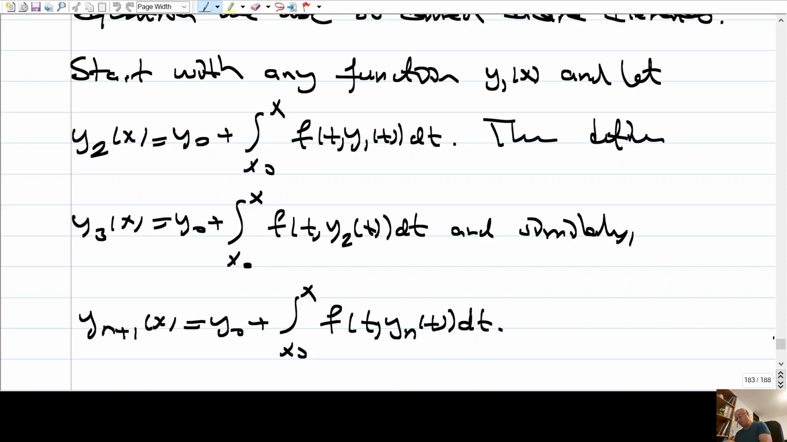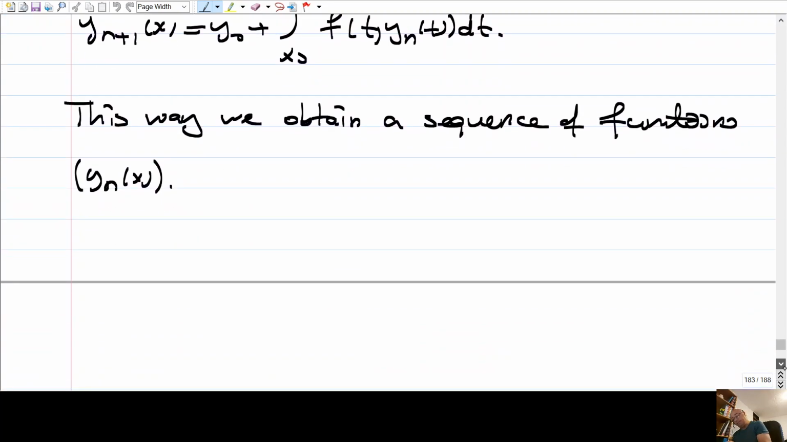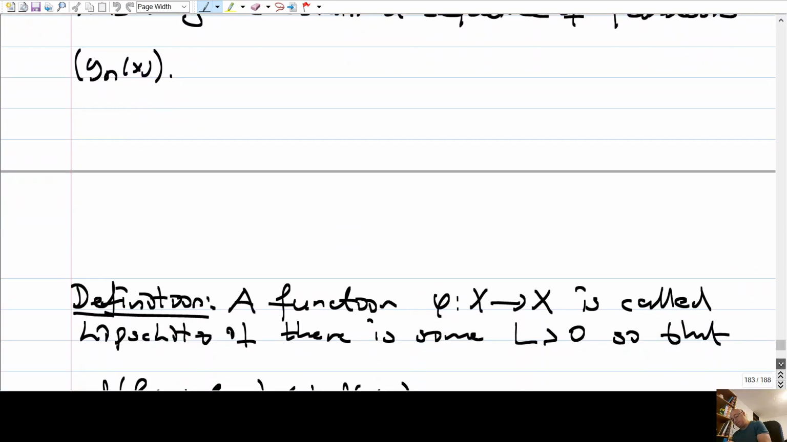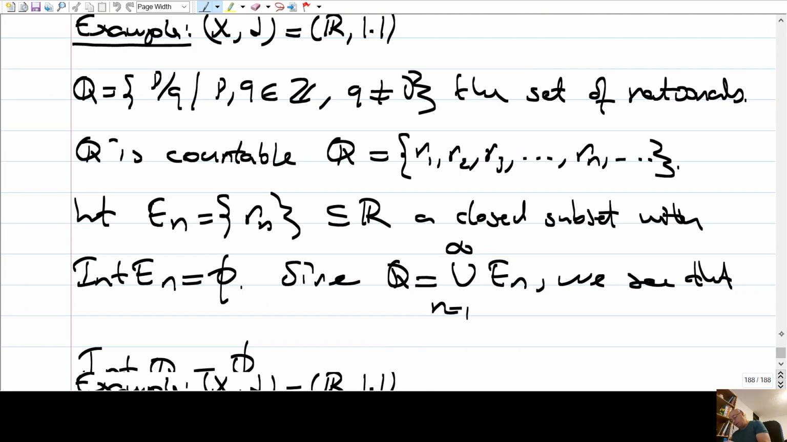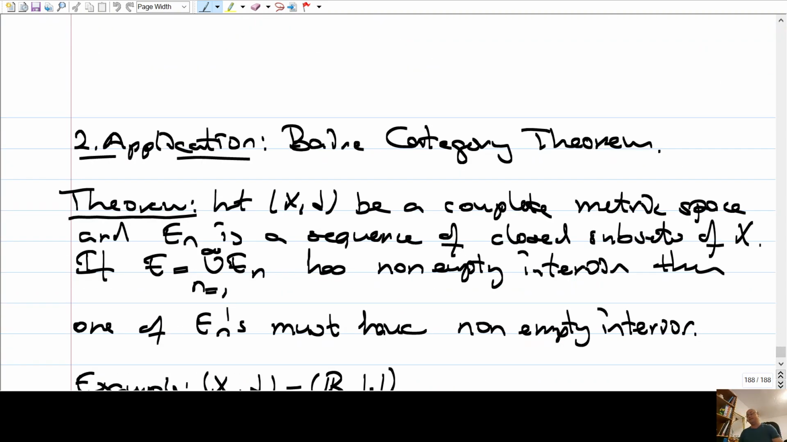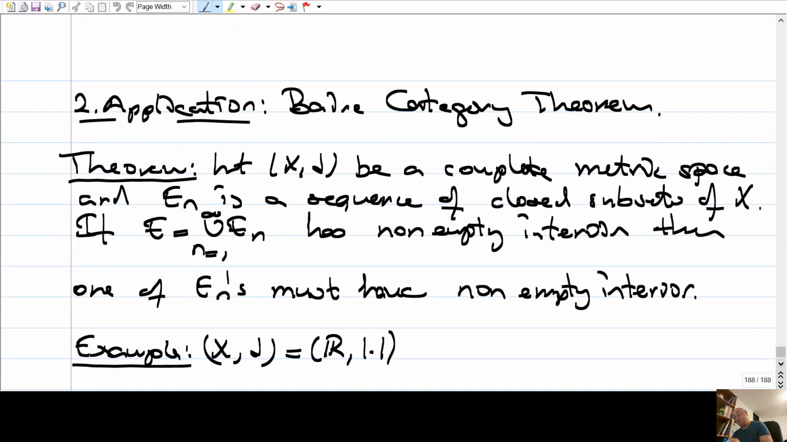All right, so last time we had started the so-called Baire category theorem. Let me remind you what the theorem is.